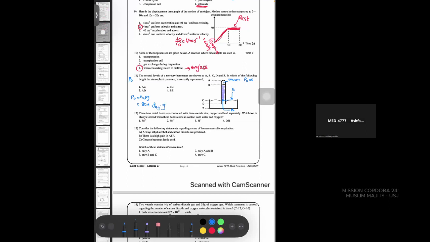So the question is asking what is the height we have to use? BC. Answer number 2. Okay. For 12, answer is answer number 2. Okay. Next one. 3 iron metal bands are connected with 3 metals, zinc, copper, and lead respectively. Which ion is always formed when these bands come into contact with water and oxygen? This is a very good question.